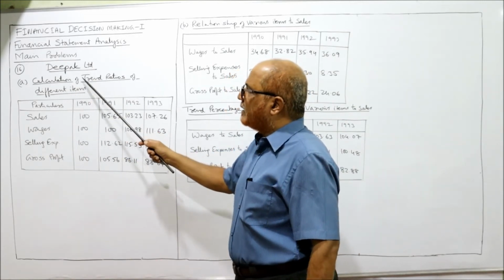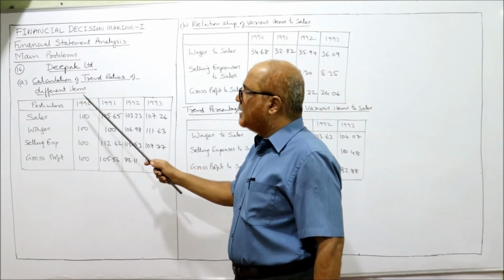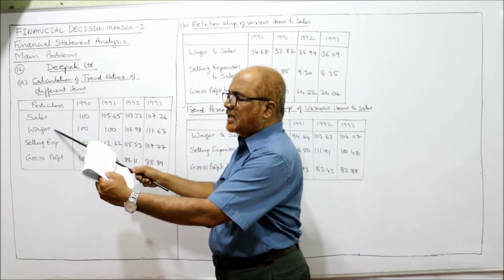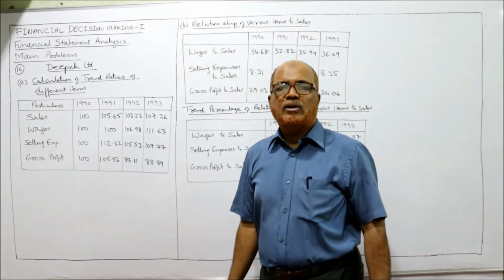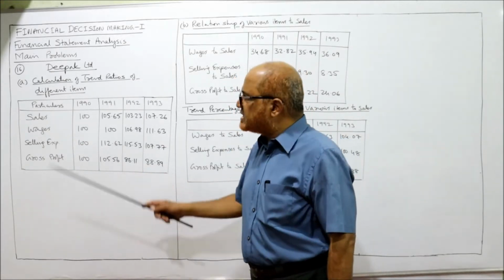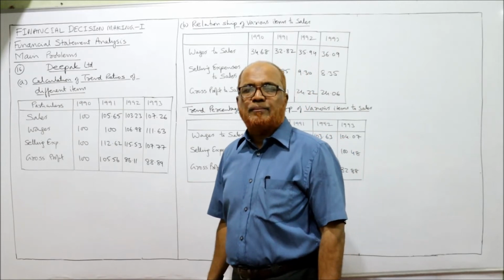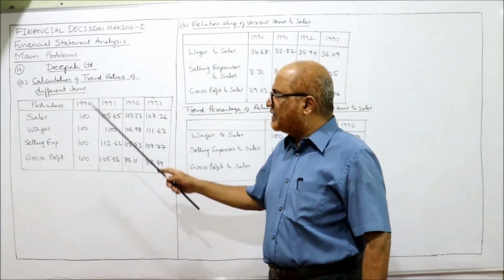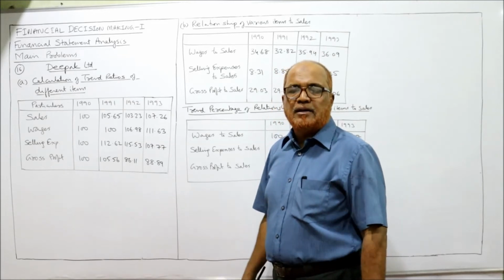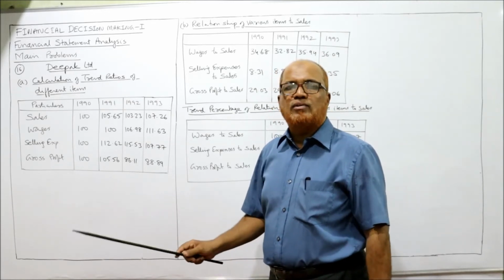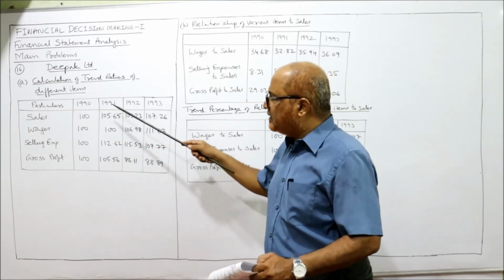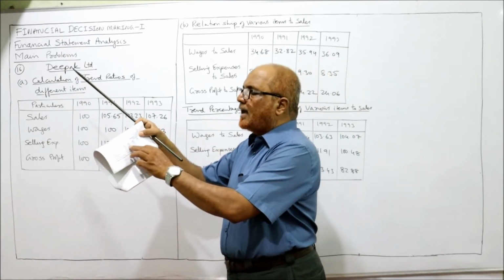So Deepak Limited, calculation of trend ratios of different items, 1990, 91, 92, 93. Sales are given, wages, selling expense, gross profit. The first year will be taken as the base year, whether it is given in the problem or not. It is not given, but still we take the first year as base year. So for base year, the trend values will always be taken as 100. So I have taken 100.